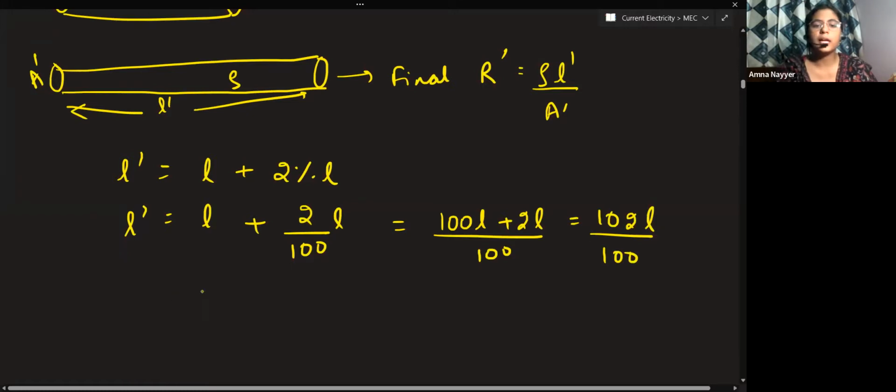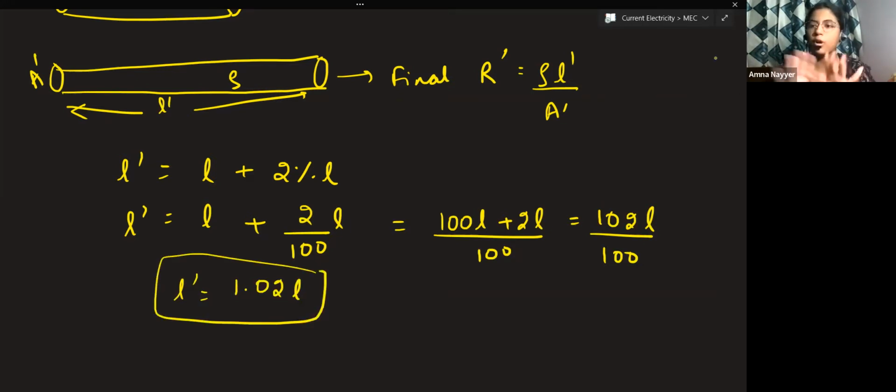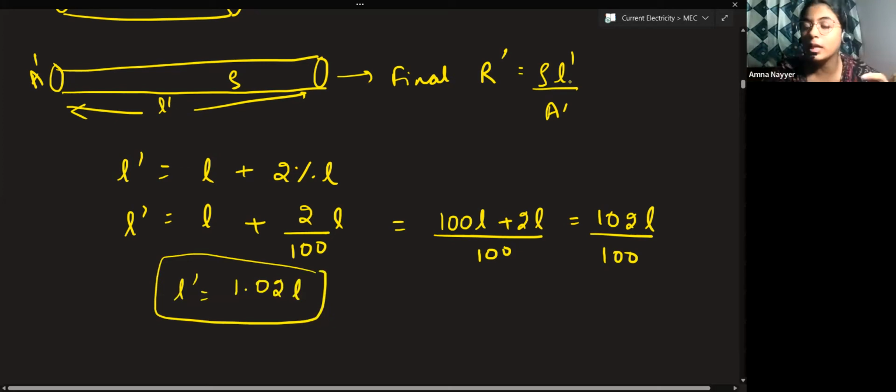So this L prime becomes 1.02L. I have a relation between new length and old length. So one problem has been solved. But what about the area? So Hiba, you tell me.